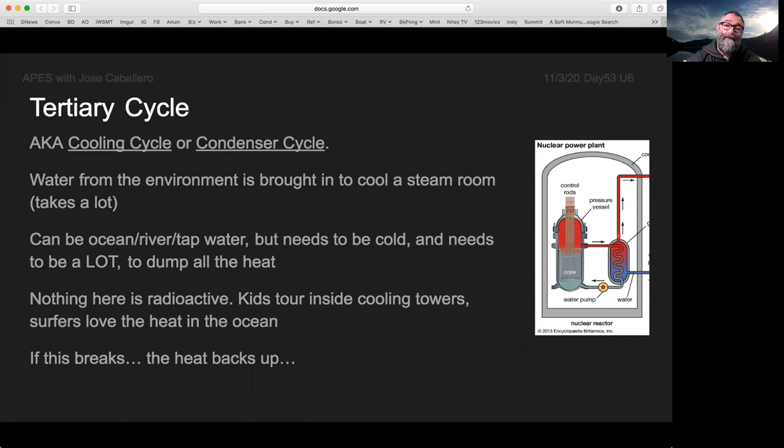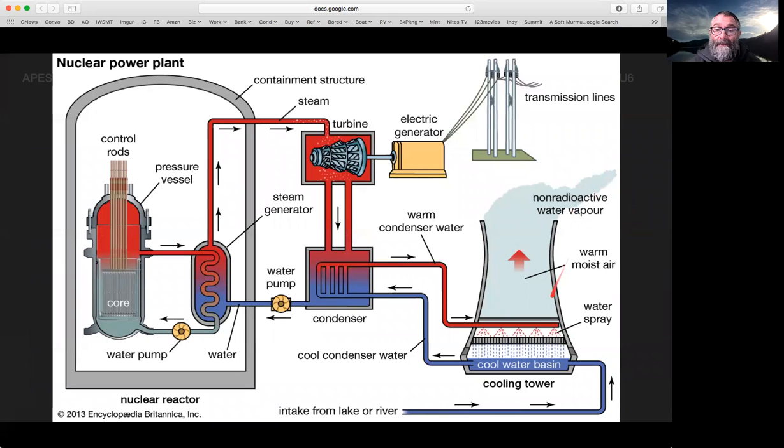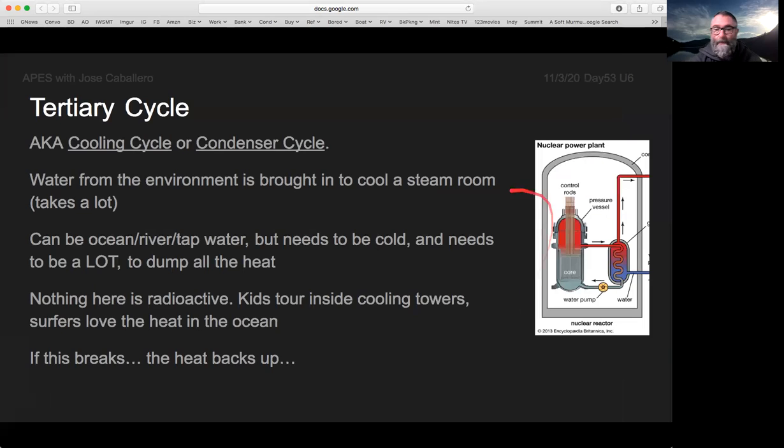And then the third cycle, oh no, I put the wrong picture. Oh man. The third cycle is this stuff right here. I'm sorry, I put the wrong picture. I'll fix that by the time you get back to class. The third cycle is the cold water coming in from the environment that leaves heated. Okay, so please ignore this picture.